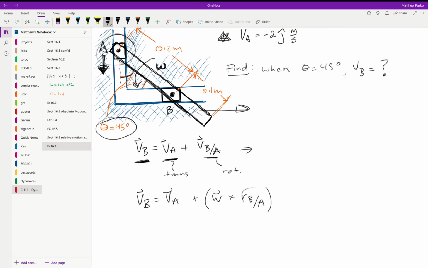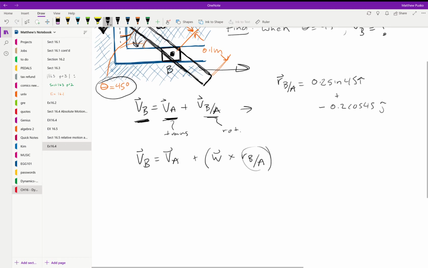Okay, we need this. We need our position vector. How do we describe B with respect to A? We know the distance is 0.2 meters, and we know the angle of interest is 45, so I'm going to get a 0.2 sine 45 in the I direction plus a negative 0.2 cosine of 45 in the J direction. Alright, we are actually going to take this cross product.